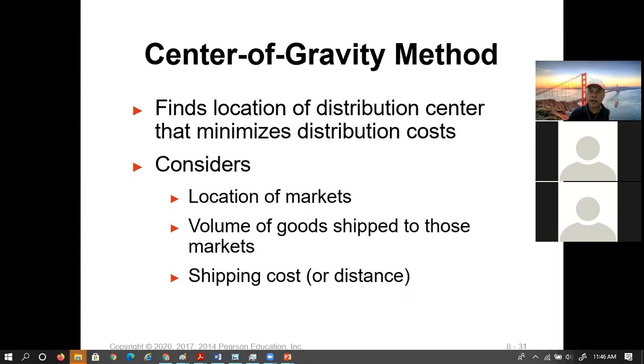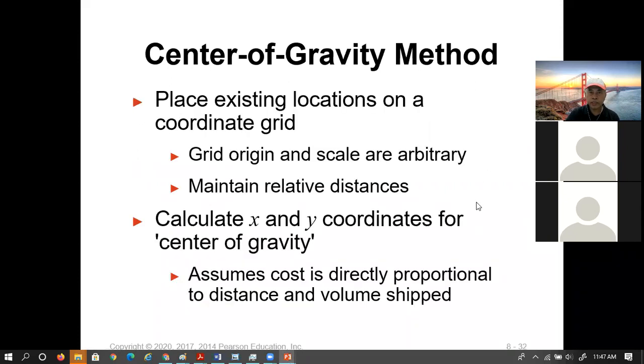For example, Pahang. How many customers are in Pahang, and what is the shipping cost? For example, 30 ringgit per shipping or 30 ringgit per kilometer, something like that. Okay, and then we can see the action.